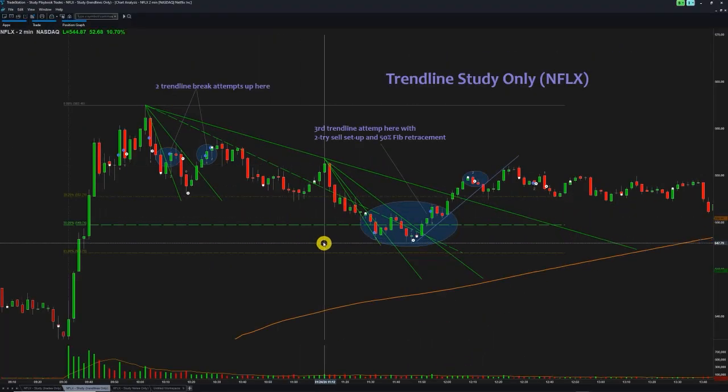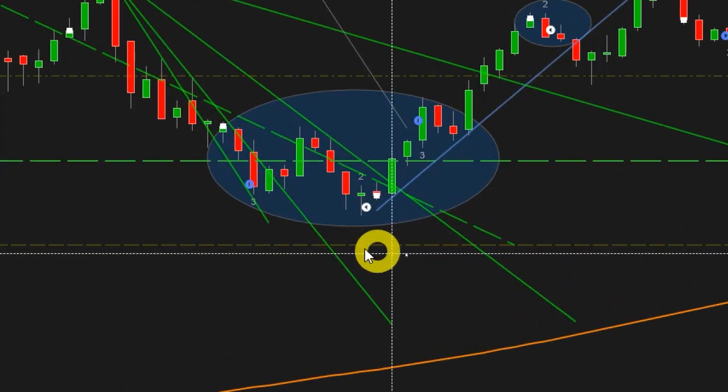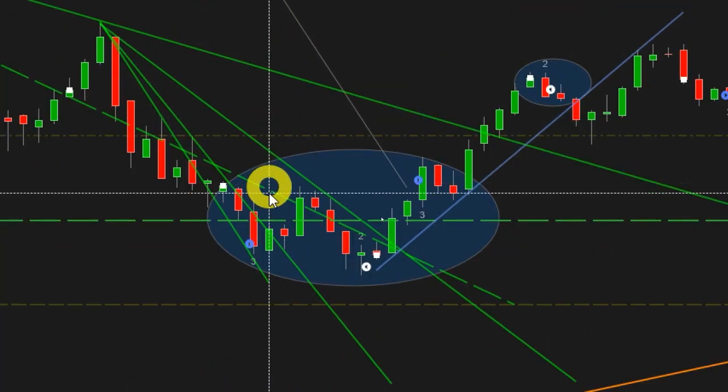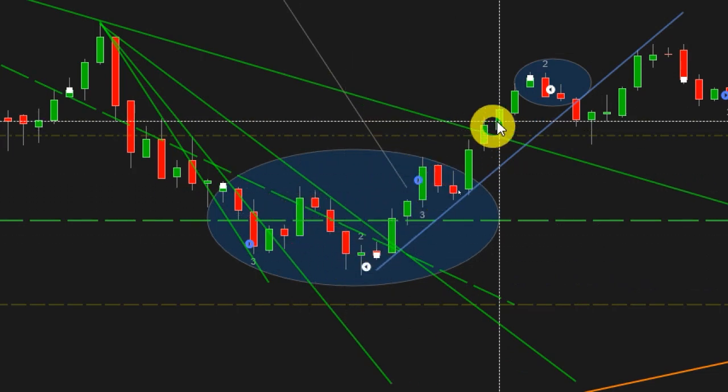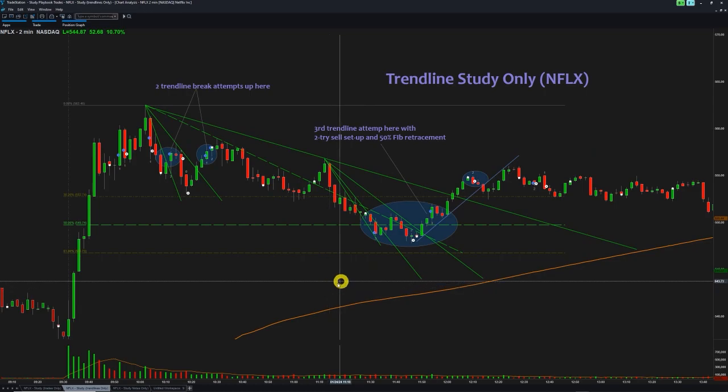And ultimately, when it pulled back 50%, it was the best trade. It even gave us a 2 try-sell consolidation pattern right here. 1, 2, consolidate, push up. I got that trade. It was my best trade of the day. But those are the trend lines.